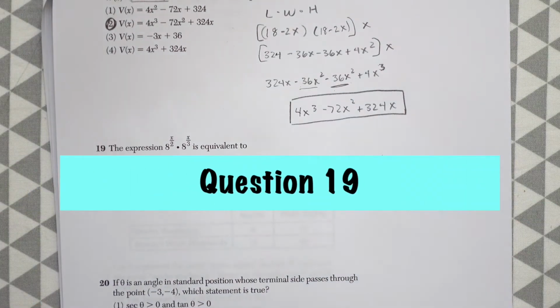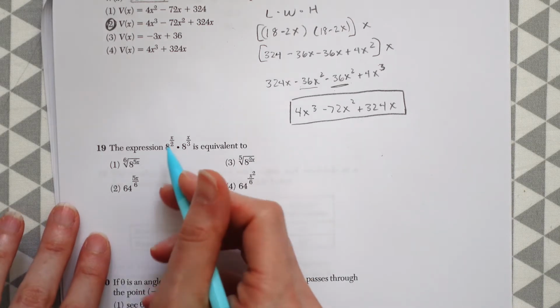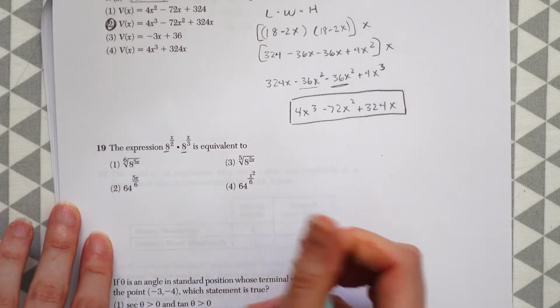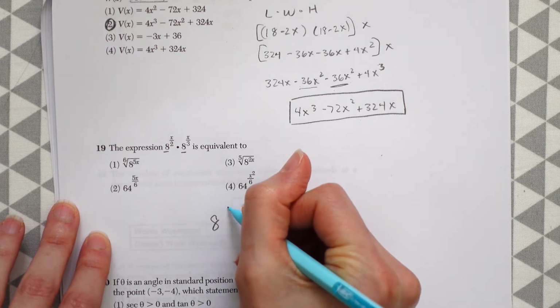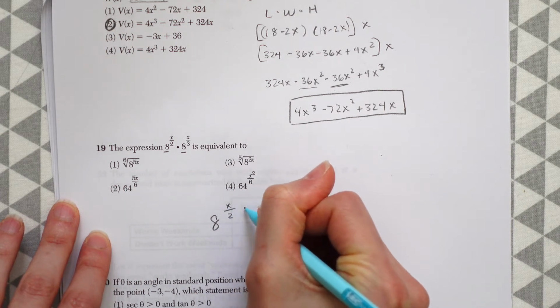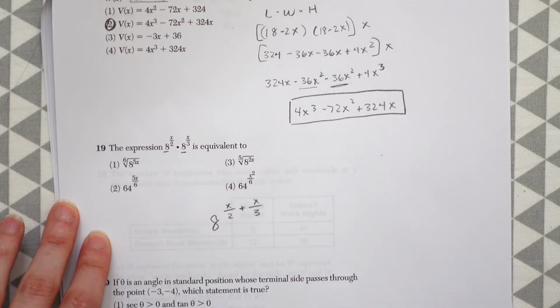Question 19. The expression 8 raised to the x over 2 times 8 raised to the x over 3 is equivalent to what? So what's nice about this question is notice we have the same base. So when we have the same base, all we have to do is add the exponents together. So we want to do 8 raised to x over 2 plus x over 3. And then we've got to figure out what this is.